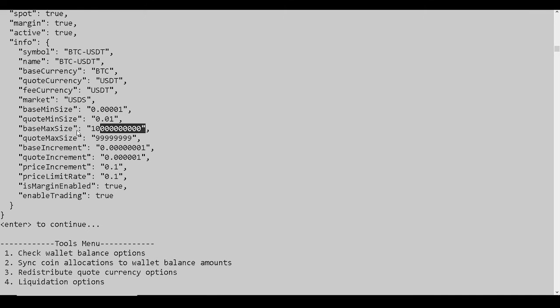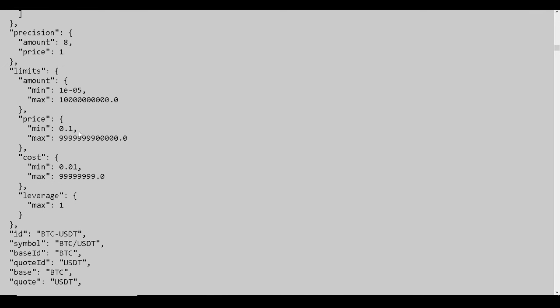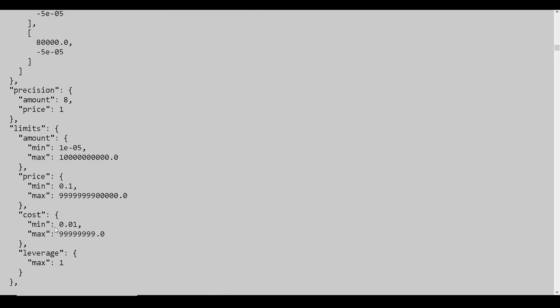But what I like to look at the most is cost. I want to know the minimum cost. So you can trade a penny worth of Bitcoin at a time. And the maximum cost, oh, here we go. This is different than the maximum trade size. You can trade up to $99.999 million at once. That's cool. But yeah, that's one I look at.